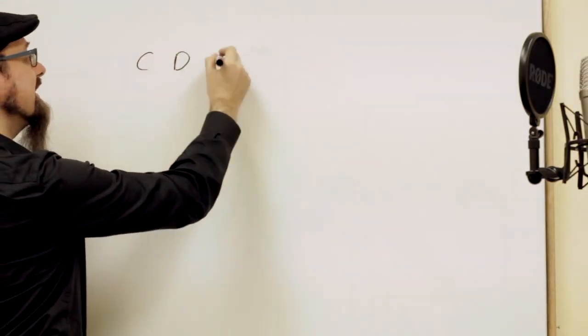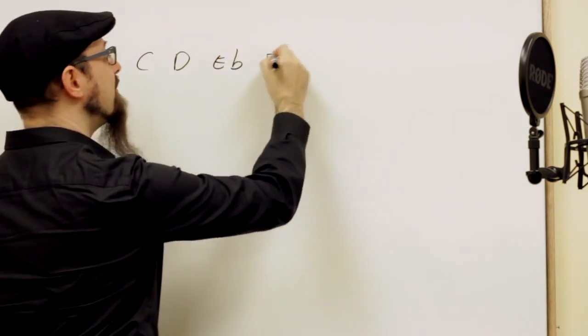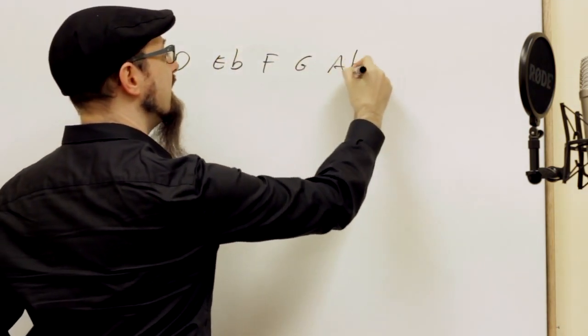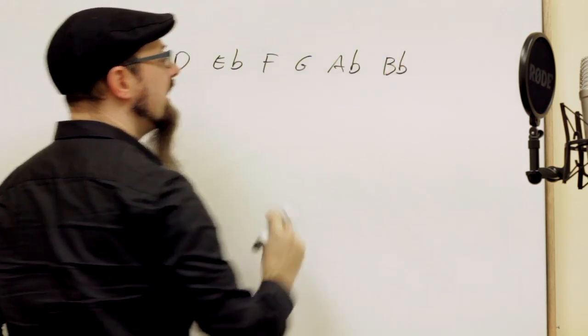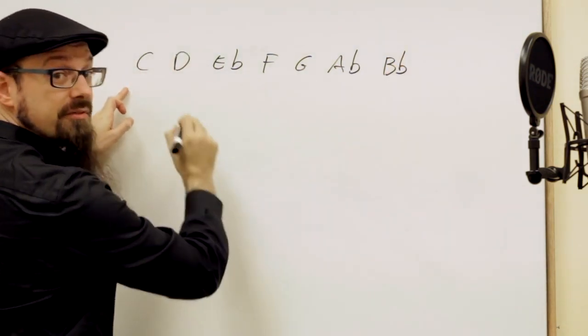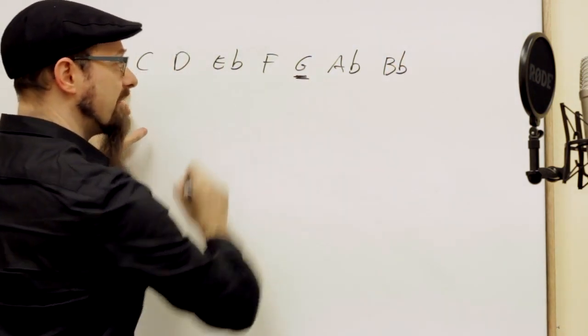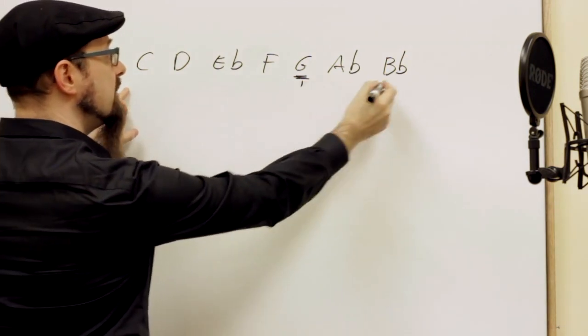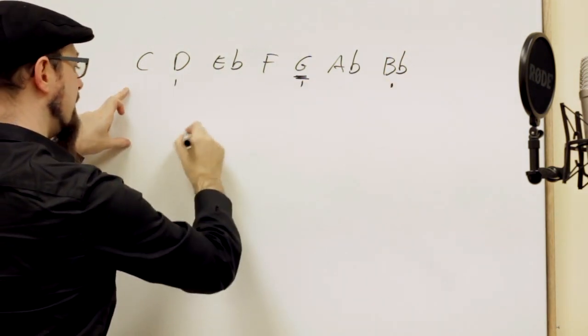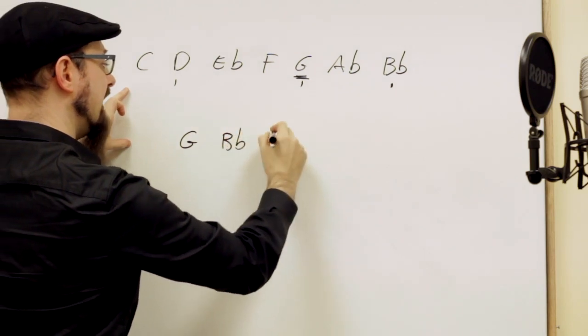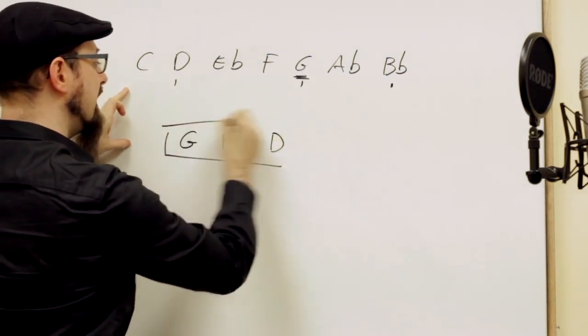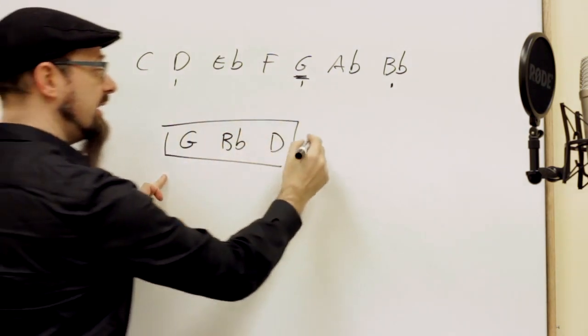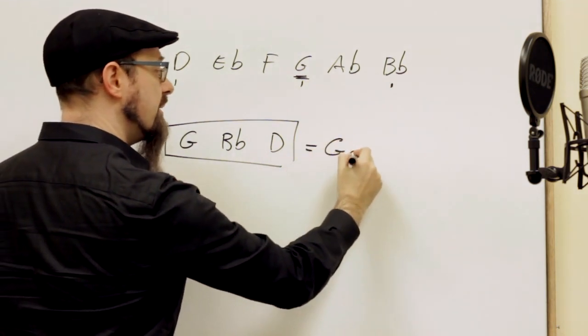We have C, D, E flat, F, G, A flat, B flat. If we pick the 5th chord, the one that starts from G, we would have as notes G, B flat, and D. So G, B flat, and D. So the 5th chord in C minor would be this chord here that is G minor.